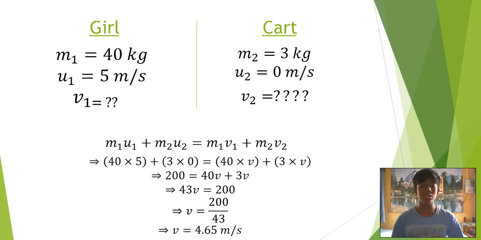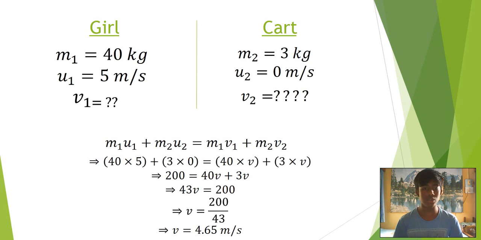So the law is m1 u1 plus m2 u2 is equal to m1 v1 plus m2 v2. So m1 u1 is equal to 40 into 5, plus m2 u2. As you can see on the screen, m2 u2 is equal to 3 into 0, 0 is the u2, is equal to m1 v1, means 40 into v. I already told you we have to consider only v, not v1 or v2, only v as a variable: 40 into v plus 3 into v. So this implies that 200 is equal to 40v plus 3v.